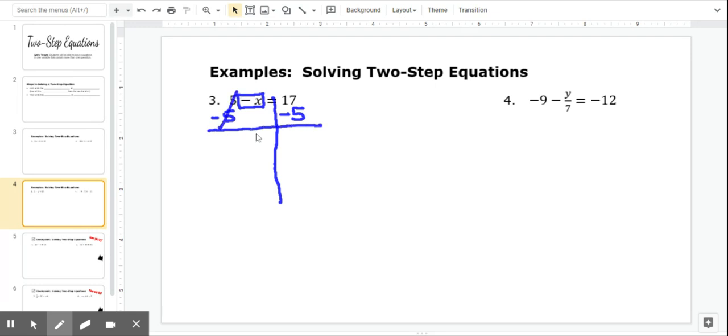My 5's will cancel. I'm going to drop down that negative x equals, and then 17 minus 5 just gives me 12. You're not done yet. Our goal is to solve for x, and we have solved for a negative x.